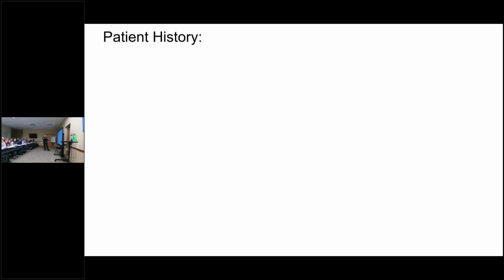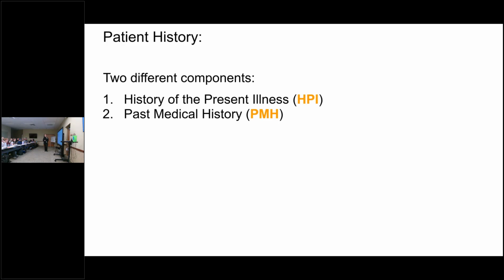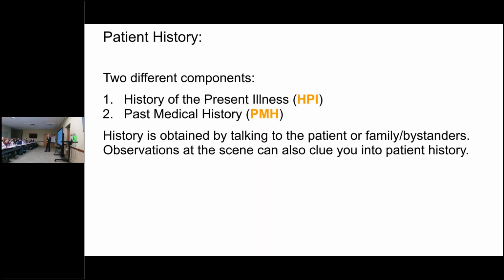So patient history. There's two different components to your patient history. What are they? History of present illness and past medical history, correct? Yes. So history of present illness is what is happening today, the present illness. When did this start? All those good things. And then past medical history is, do you have any other medical conditions? What's been going on before today?